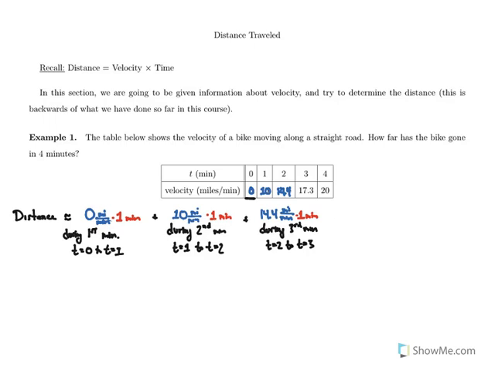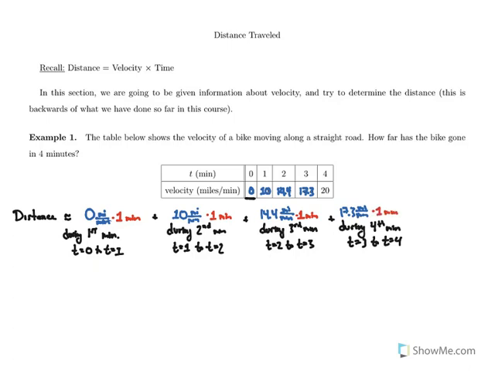Let's do a few more. We could then talk about how much during the fourth minute, from t equals 3 to t equals 4. That is the last minute we're going to do. And we could use this 17.3 miles per minute. And again, we're traveling for 1 minute.